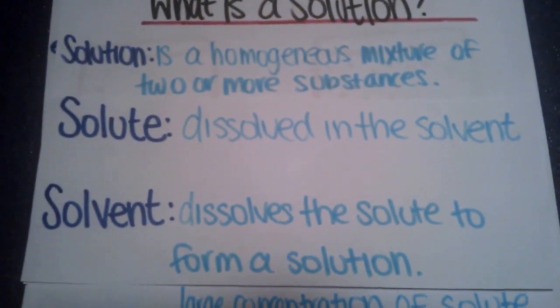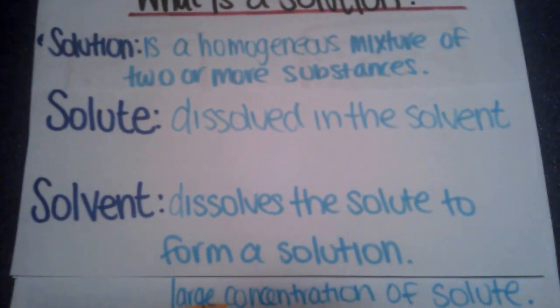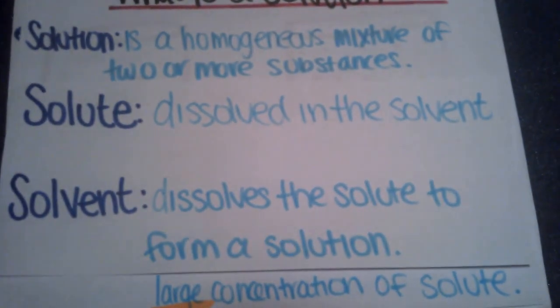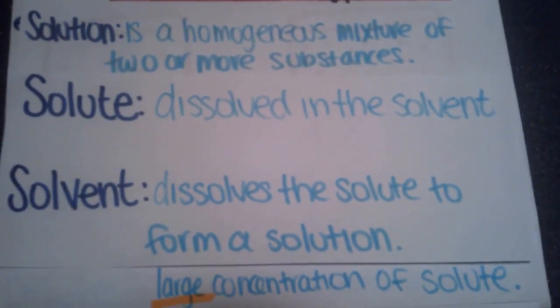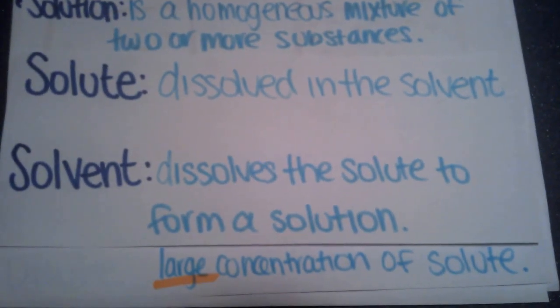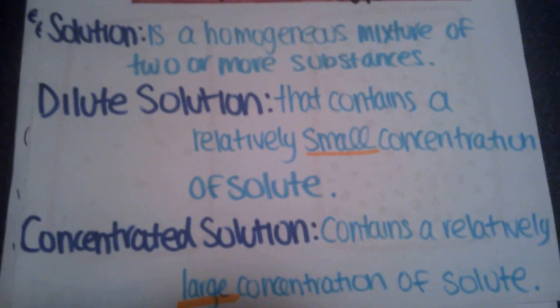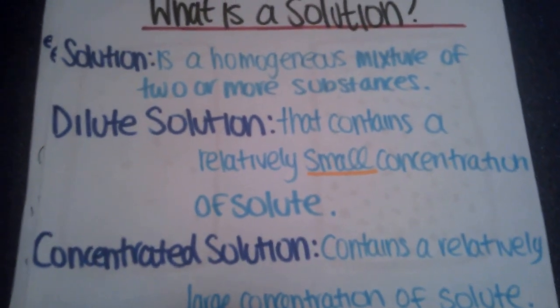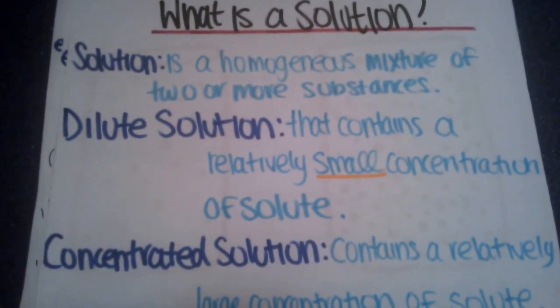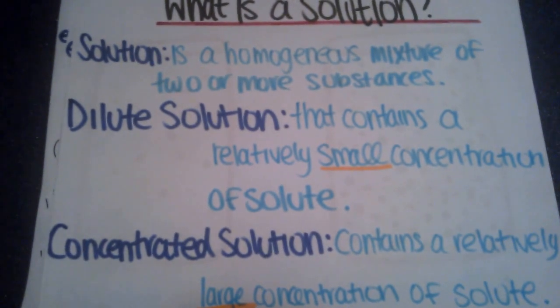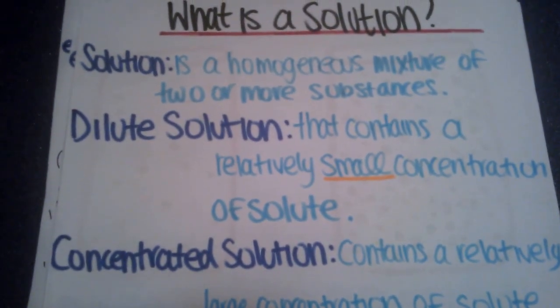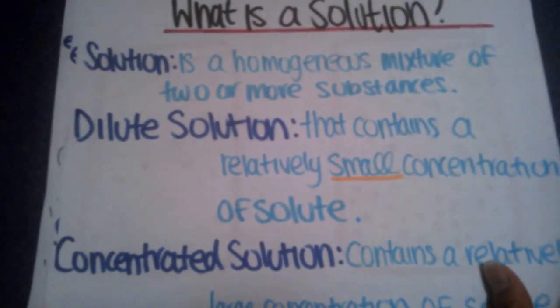There are two components in a solution, a solute and a solvent. A solute is dissolved in the solvent, and a solvent does the dissolving to form a solution. There are two types of solutions: a dilute solution that contains a relatively small concentration of solute, and a concentrated solution that contains a relatively large concentration of solute. So I'm going to show you guys a visual aid.